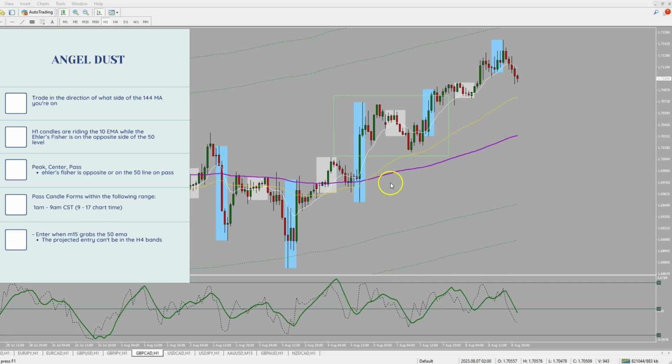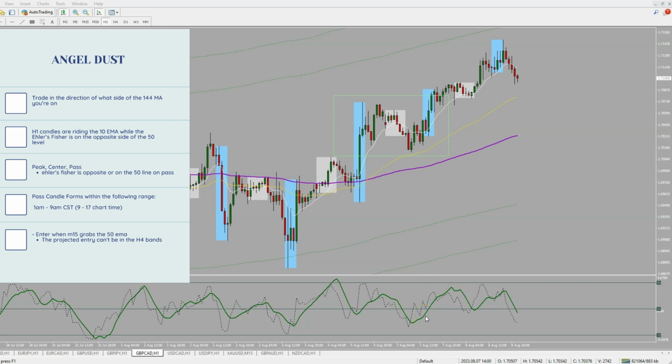All right, so the next rule: we want H1 to be coasting along the 10 EMA, that's my white line, while at the same time the Ehlers Fisher, that's the bold green line down here at the bottom, is below the 50 level. We've got a 90 level, a 50 level, and a 10 level down here. We're only concerned about the middle line, that 50 level. So if we're buying and the H1 candles are coasting along that 10 EMA, you want this to dip down below the 50. Once you see that, you want to start looking for angel dust.